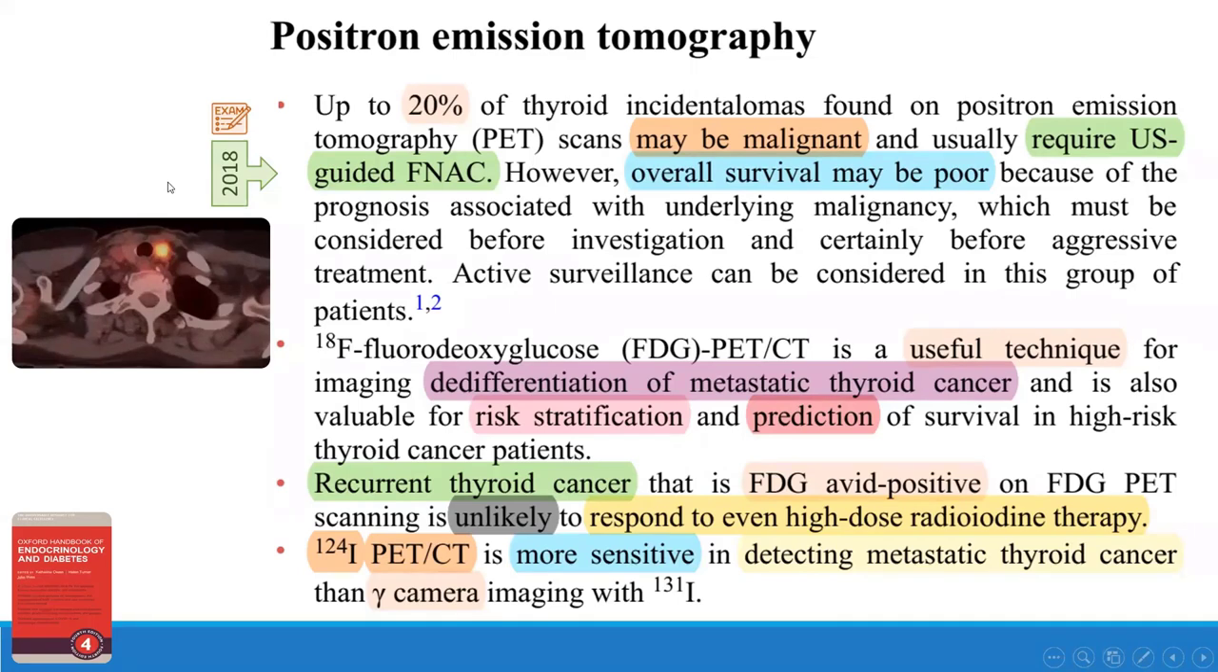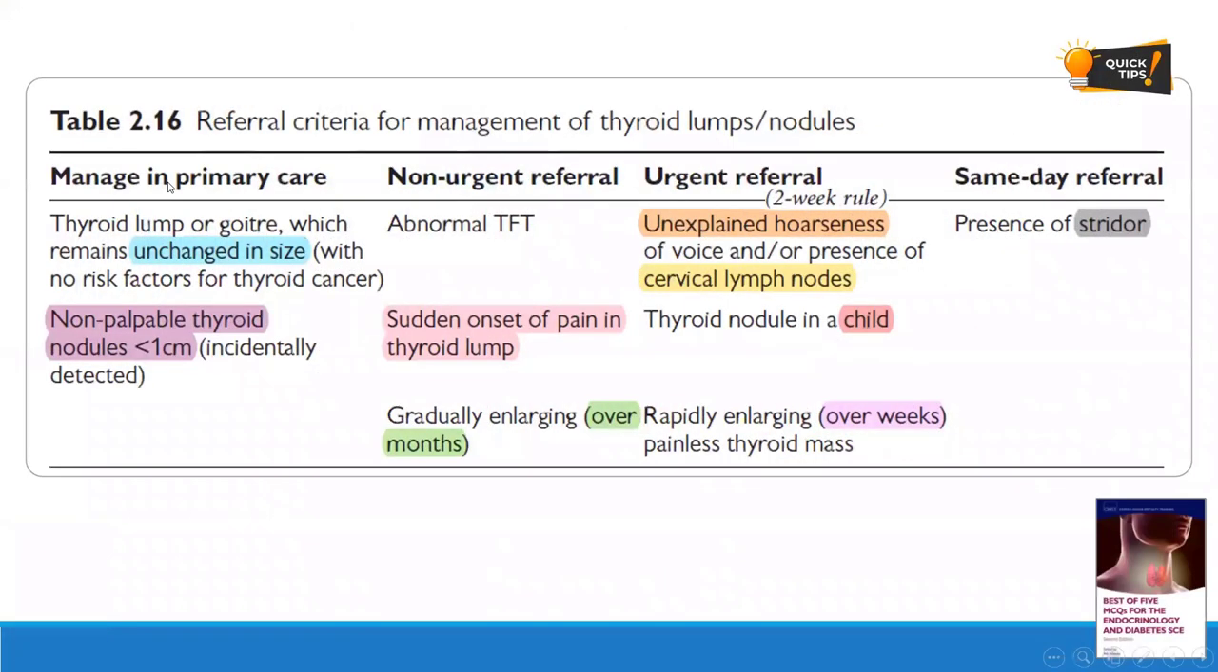Okay. And this is a very important slide, because the referral criteria in the final exam are very important, either in the thyroid nodule chapter or in the diabetes chapter, such as diabetic retinopathy and so on. So which thyroid lump or nodule can be managed in primary care? A thyroid lump or goiter which remains unchanged in size for a long duration with no risk factor for thyroid cancer. A non-palpable thyroid nodule less than 1 centimeter, incidentally detected without a suspicious feature, can be managed in primary care.